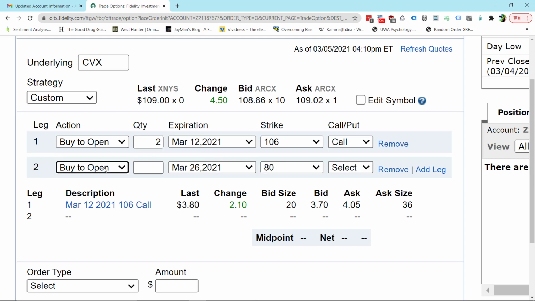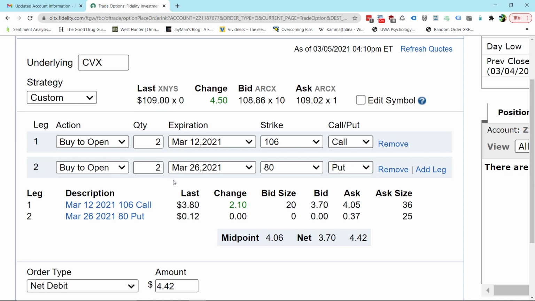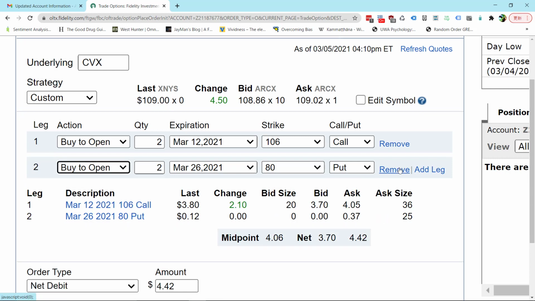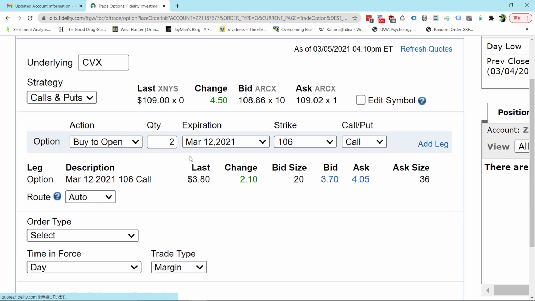Or maybe you wanted to buy a put instead, so if you buy the same amount, you'd have like a straddle or strangle, where if the stock goes up, you make money. If the stock goes down, you make money. Of course, that's more complex. That's not what we're doing today. So I'm just going to remove this leg, but it's useful to know you can just keep adding legs to make more complex strategies. And I'll remove that leg, so we're left with what I just put in here.